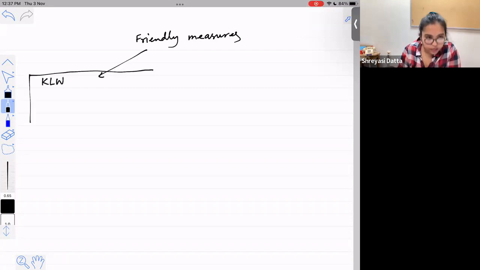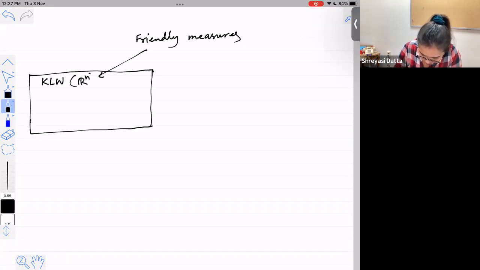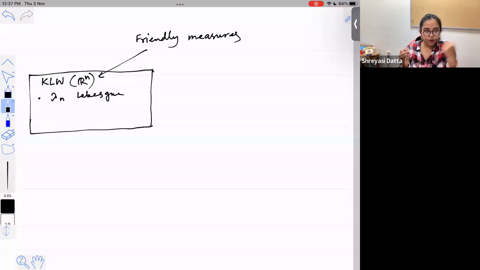Now everything I'm talking about is in the case of Rn. So they showed that any Lebesgue measure is friendly. Then you can take push forward by non-flat maps. They are also friendly.